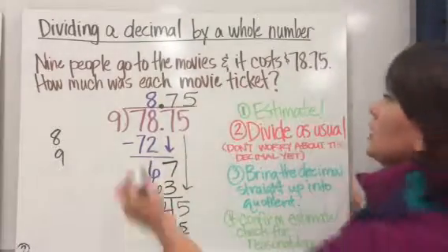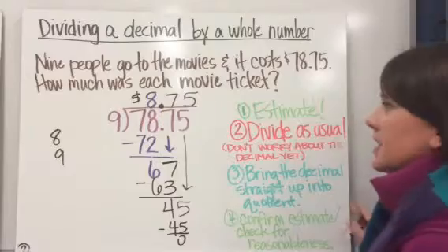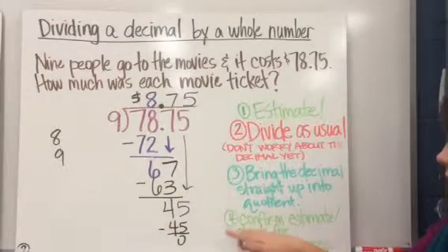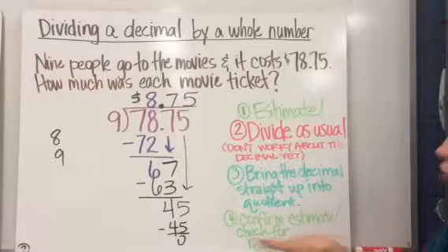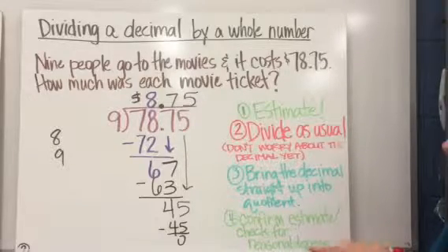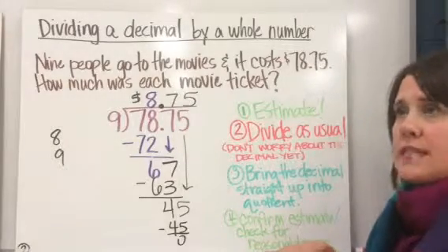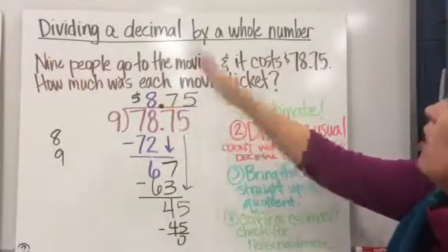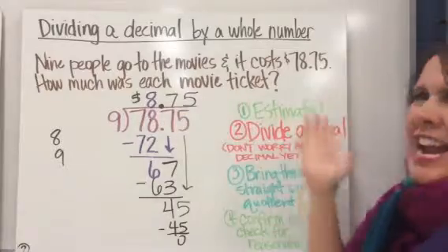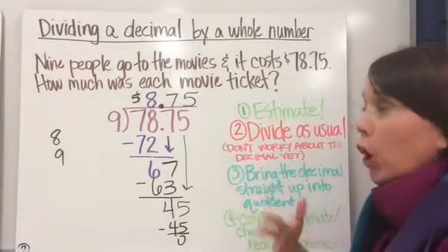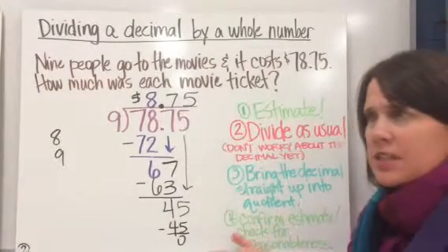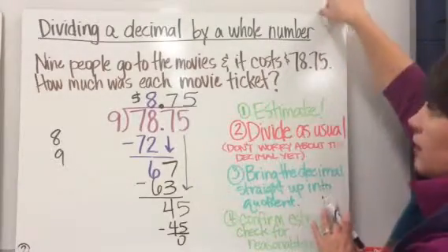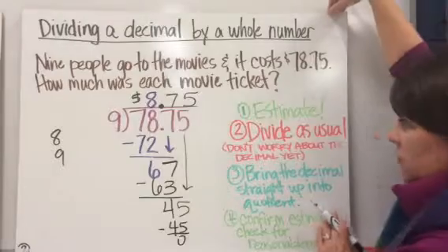So each movie ticket was $8.75. My estimate was somewhere around 8 and 9. That's the last thing I need to do, is confirm my estimate or check to see if my answer is reasonable. We call that checking for reasonableness. It's a big long word. I'm looking, is this a reasonable answer for movie tickets? If I had gotten $87.50 per movie ticket, would that be a reasonable answer? No. So I would be able to realize that I had done something wrong, either in my division or with my decimal placement.